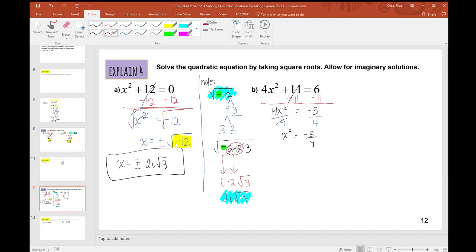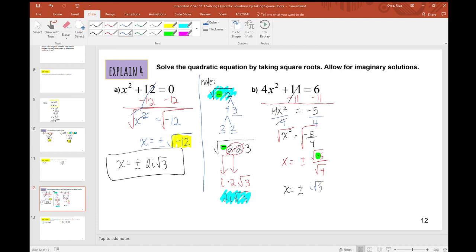Let's get rid of the square by taking the square root of both sides. x equals plus or minus the square root of negative 5 over the square root of 4. So that's x is equal to plus or minus. We have the negative under the radical. Remember that negative turns into i, so let's go ahead and pull it outside.